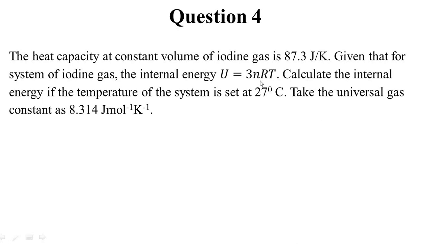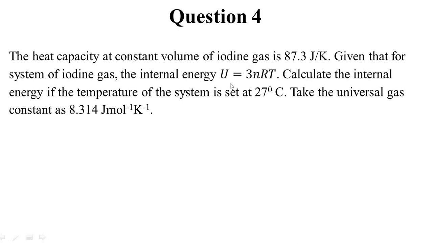3 nRT, where 3 is a constant, n is the number of moles for that gas, R is the universal gas constant, which is 8.314 joules per mole per Kelvin, or we have other expressions depending on which unit you choose. And then T is the temperature. Depending on which thermodynamic system you want to refer to, this may be a constant or not. Calculate the internal energy if the temperature of the system is set at 27 degrees Celsius. Take the R value to be 8.314.